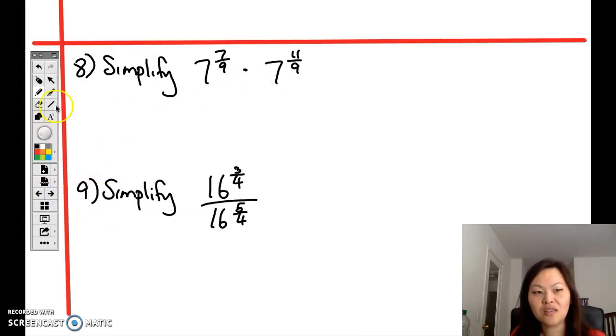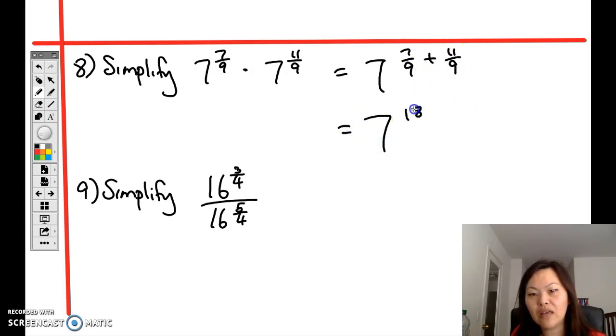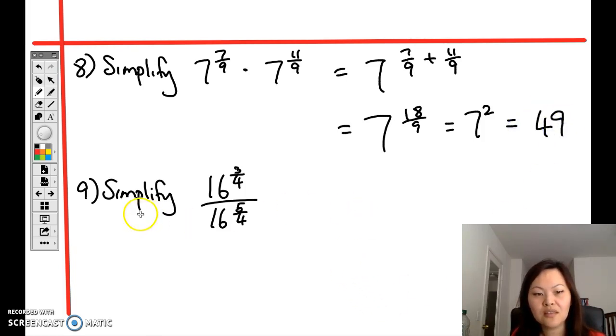This is the easy question. You notice how the base is the same. The base has to be the same in order for you to add the two exponents. So this is the same as 7 raised to the power of, you gotta add 7 over 9 plus 11 over 9. And that is 7 raised to the power of 18 over 9, which is 7 squared, which is 49, right? So let's take a look at number 9, which is the same thing.